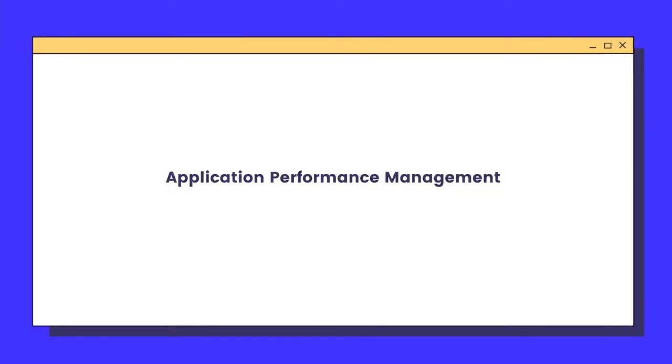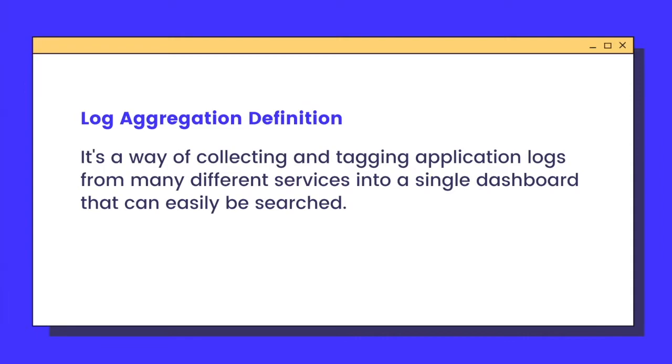There aren't that many general topics in application performance management, so this section will be a little bit shorter. We'll go into more detail in future sections in the DevOps Academy, but just for this introductory video series, let's talk about two core concepts. The first of which is log aggregation. And it's a way of collecting and tagging application logs from many different services into a single dashboard that can easily be searched.